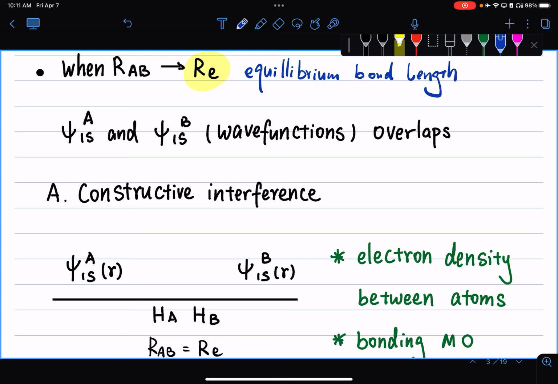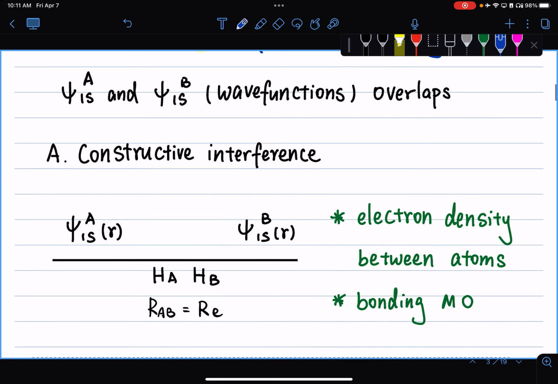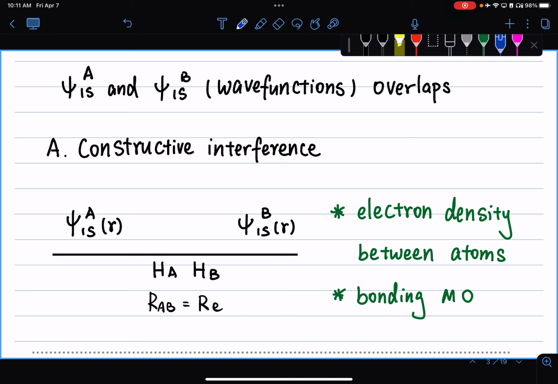My two waves, my two 1s atomic orbitals, or these electronic wave functions, will start to overlap and interfere with each other. Like what we were saying, like any wave, these wave functions, these atomic orbitals will interfere in two different fashions. One is a constructive fashion, the other being a destructive fashion. So what does that constructive and destructive interference mean when we're looking at these atomic orbitals?